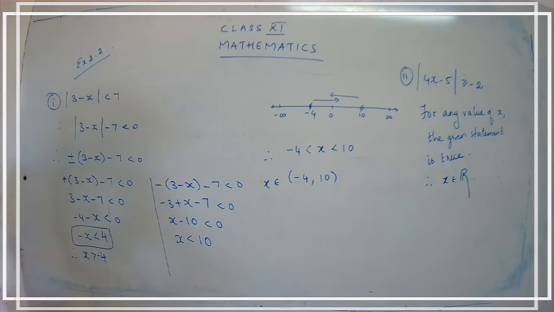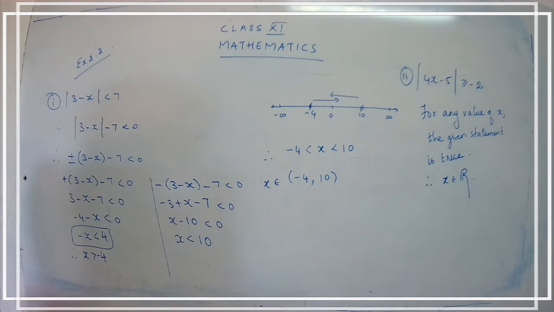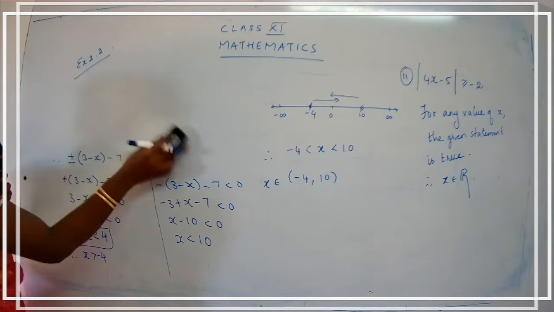The third subpart. So here x is belonging to R. That means x will take real numbers. Real number means it will take any value. You may take a positive value, a negative value, a natural number, a rational number, whatever values; everything comes under the real numbers. So for any value of x, the given statement will be true. Let's follow for the third subpart.